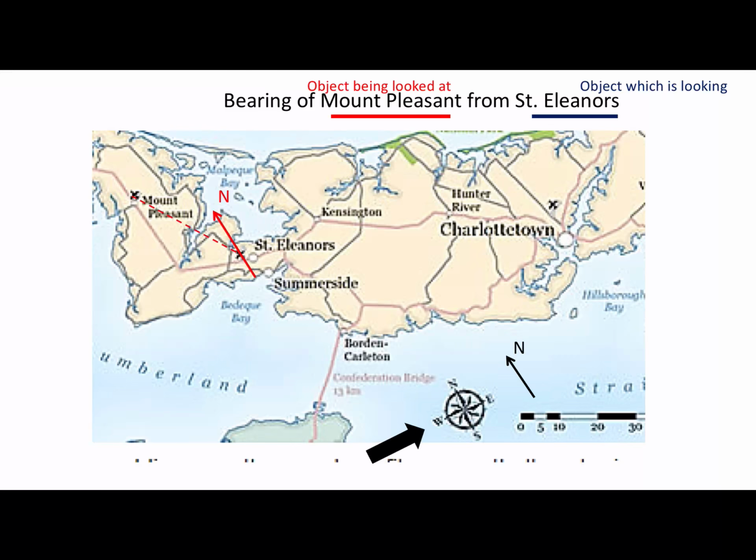Then, bearing from the north line to the line of sight. You start drawing on the north line where? Above the point St. Eleanor's. So something like this. So this is the bearing of Mount Pleasant from St. Eleanor's.